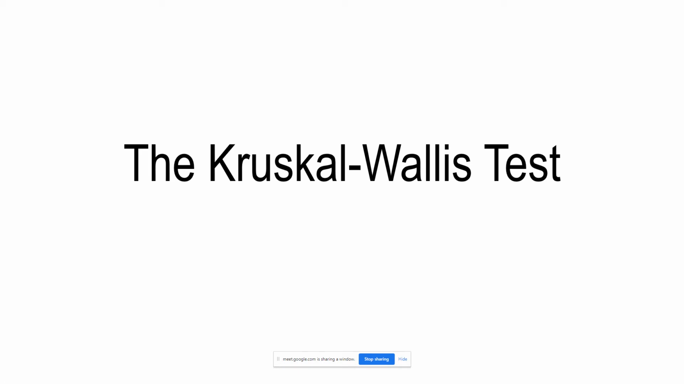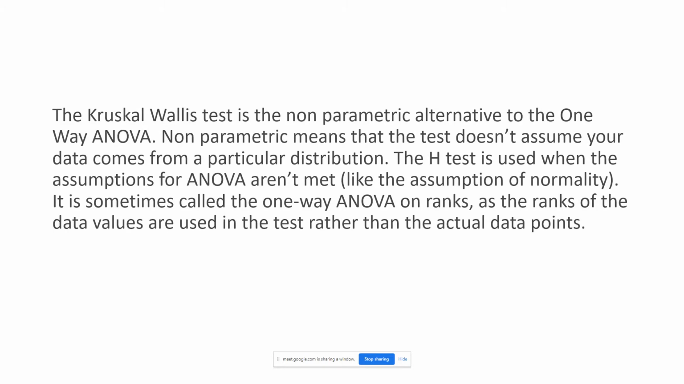So let's have the discussion of the Kruskal Wallis test. Okay. So the Kruskal Wallis test is the non-parametric alternative to the one-way ANOVA. Non-parametric means that the test doesn't assume your data comes from a particular distribution. The H test, also known as the Kruskal Wallis test, is used when the assumptions for ANOVA aren't met, like the assumption of normality.